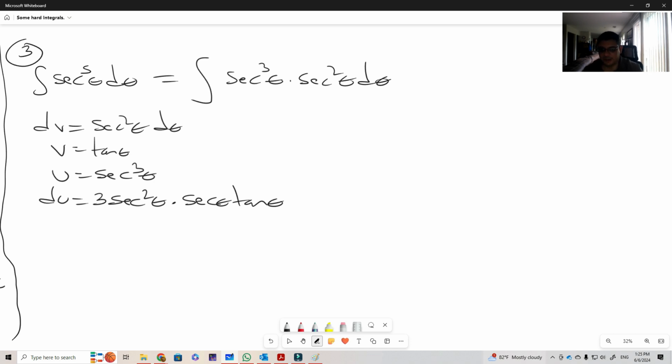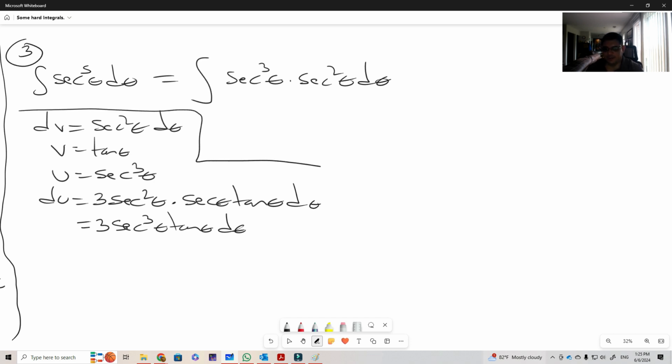So as you can see, very convoluted thing. I'm going to get here 3 secant cubed tangent of theta. So let's see if that part is actually going to pay off. I have u times v. I'm going to have tangent of theta secant cubed of theta minus the integral of v du. So v du is going to be 3 times secant cubed tangent squared.